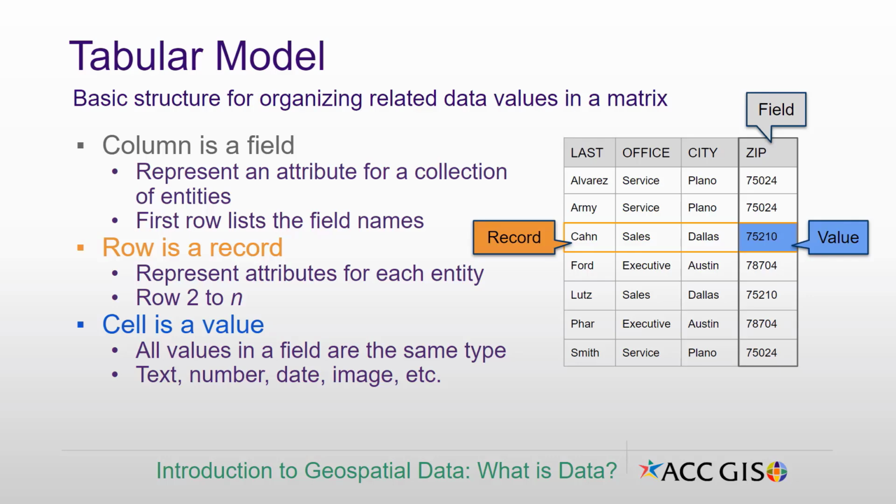Now, each row represents a record in the table and represents the attributes for a single entity. So a single office, like the office that is managed by Con, is a sales office in Dallas at 75210 zip code. Now, a cell is where we store our data values, and all values in the field are the same data type. So, for example, everything that's stored in the zip field happens to be a zip code, or everything in the city happens to be a text value that represents the city.